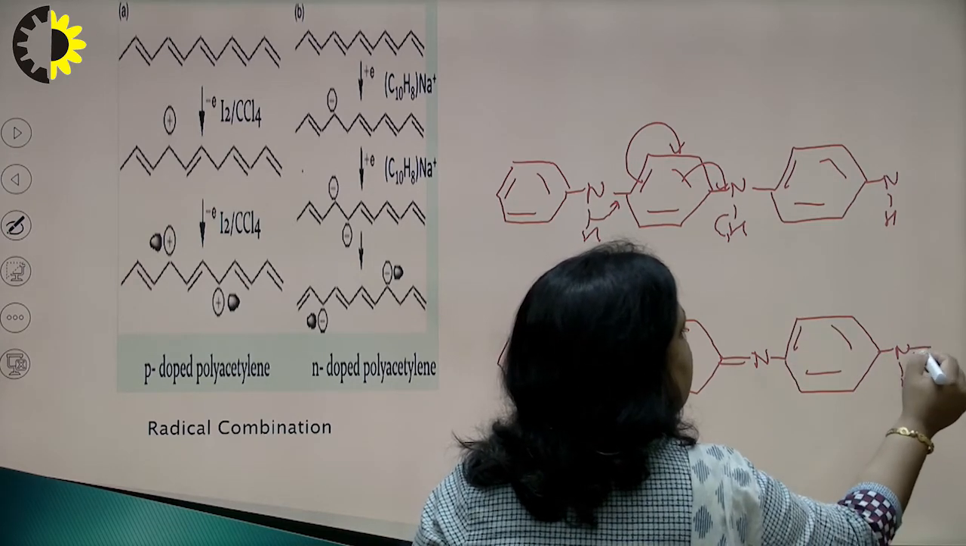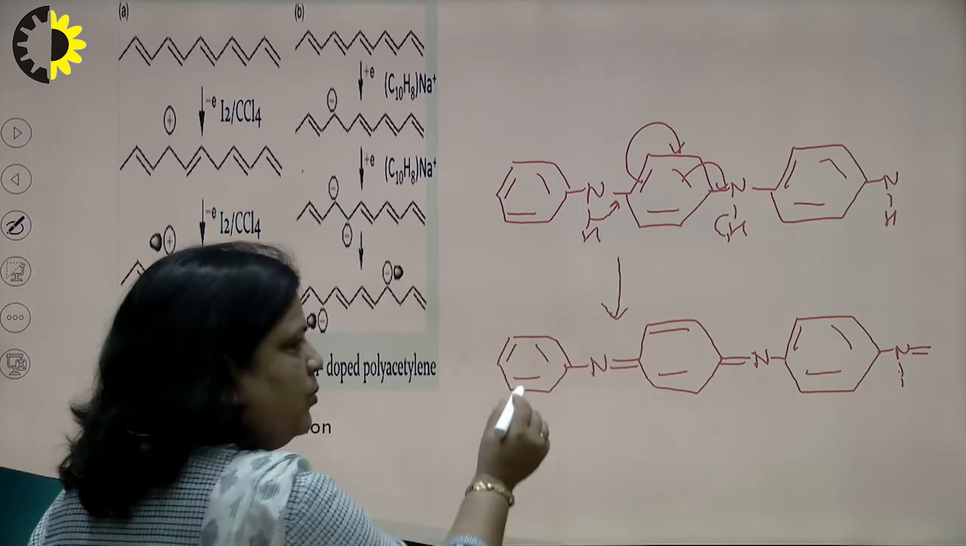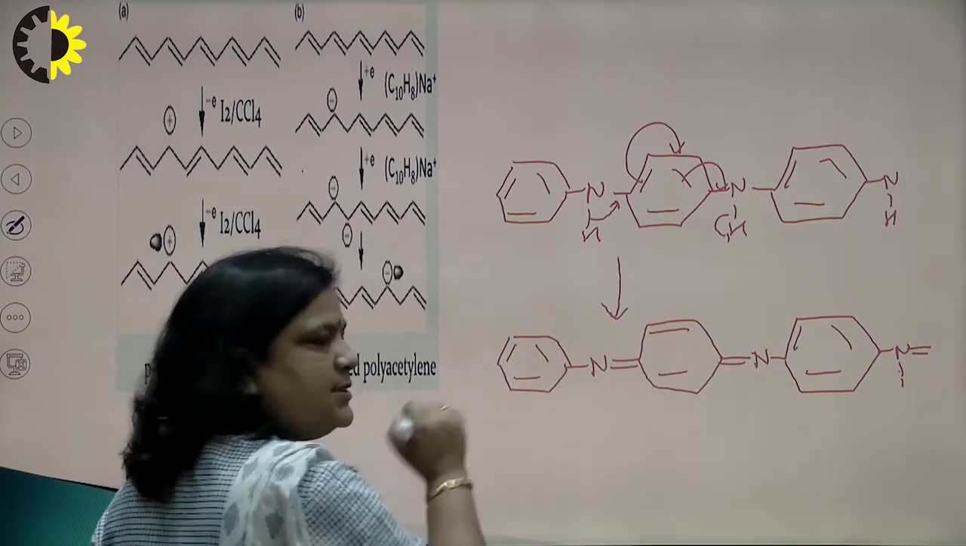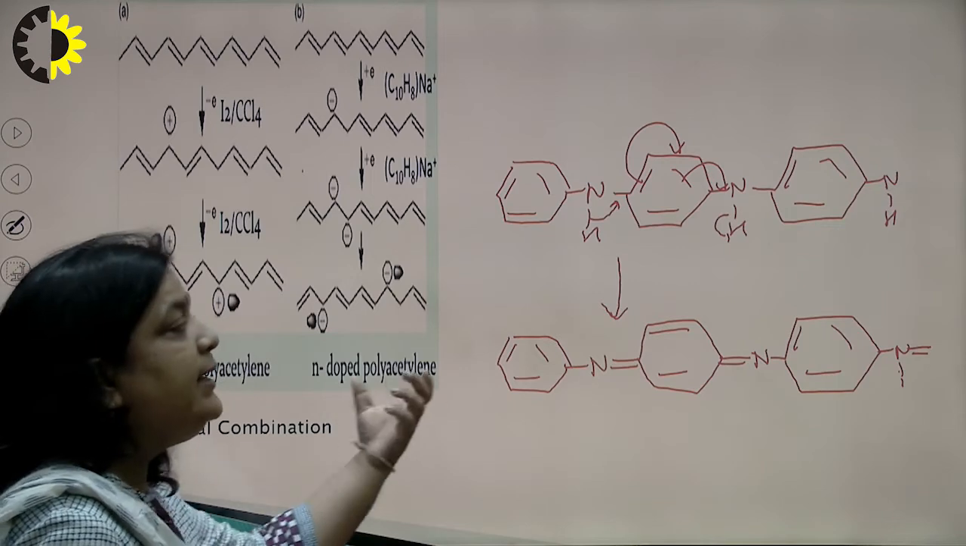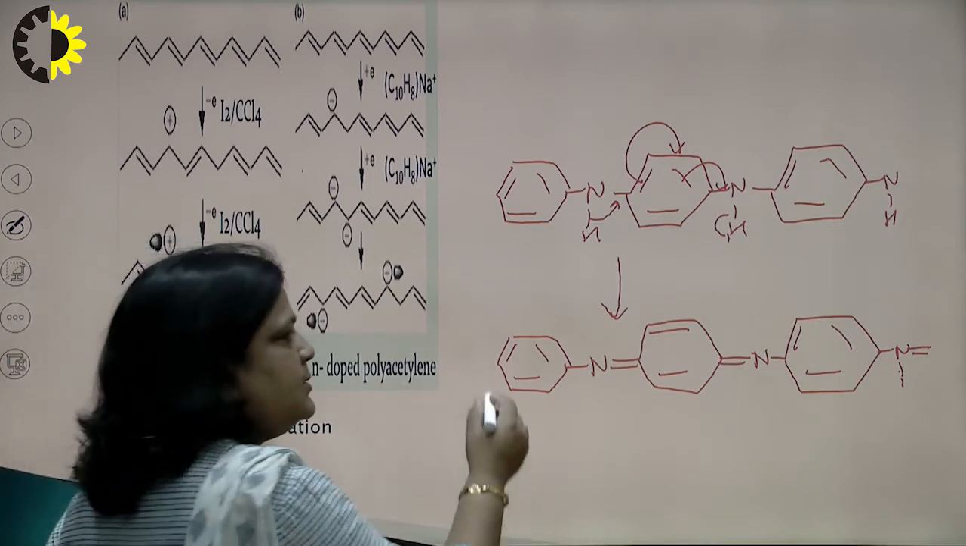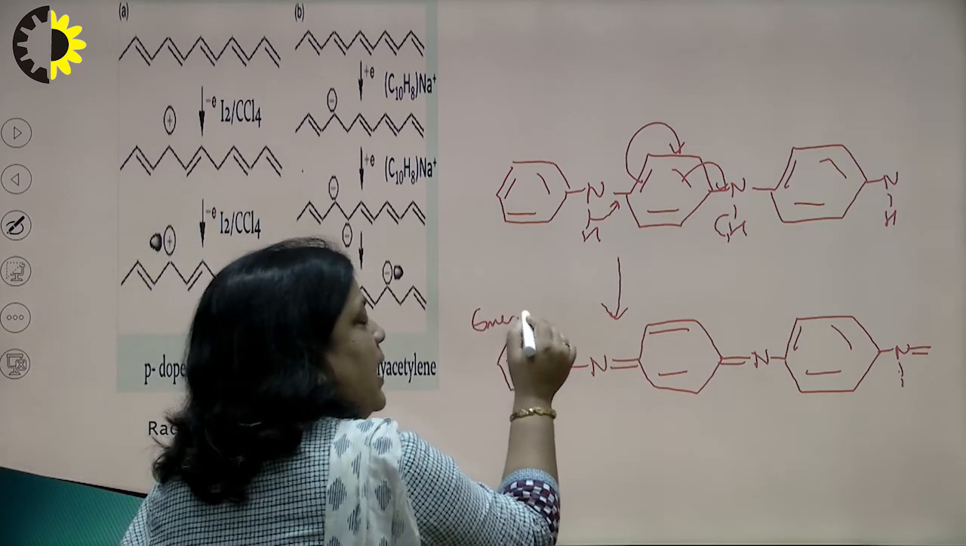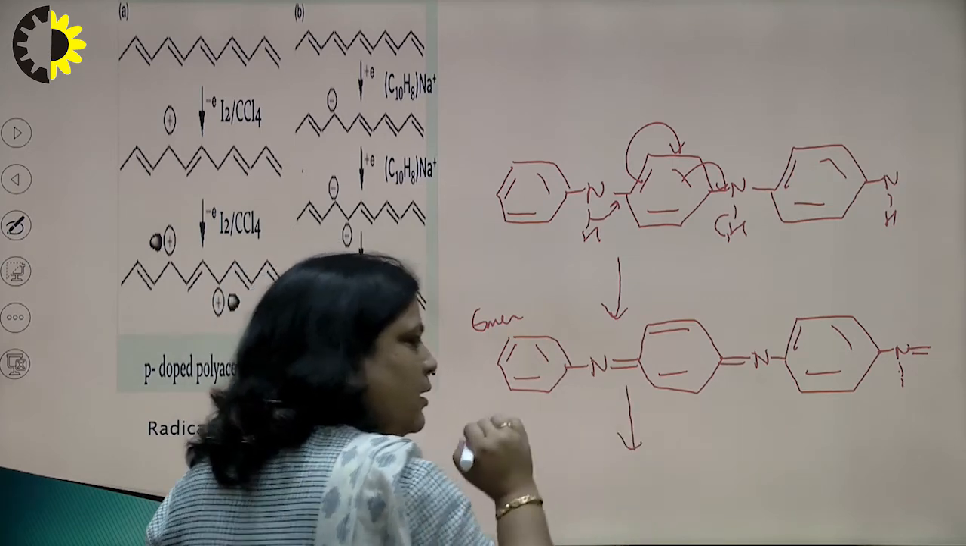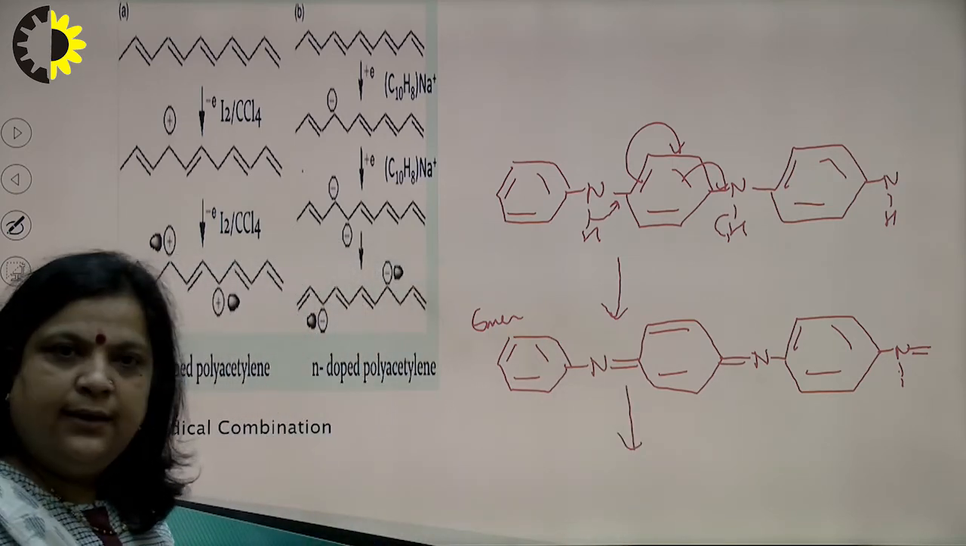Like this, then this occurs. So, this is the quinoid structure and this is the structure. This is called emeraldine base. So, emeraldine base, and when it is treated with HCl.